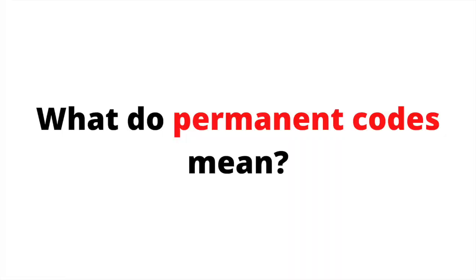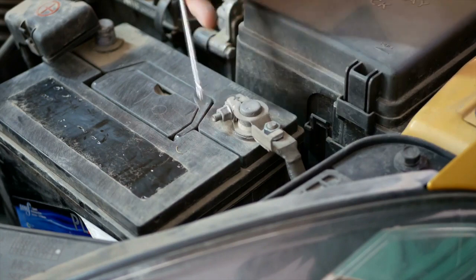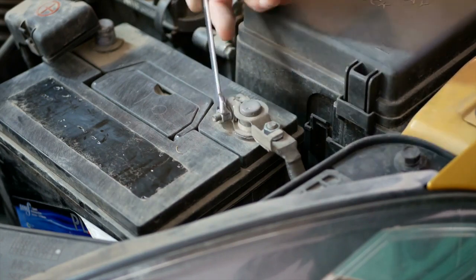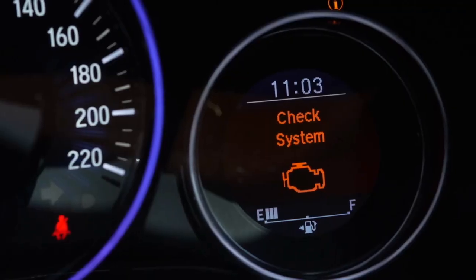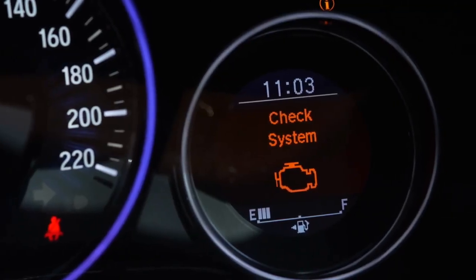What do permanent codes mean? These are codes that cannot be erased by simply disconnecting the battery or using an automotive scanner. The problem indicated by the permanent OBD II code must be solved, so that the fault no longer appears and the check engine light goes off.